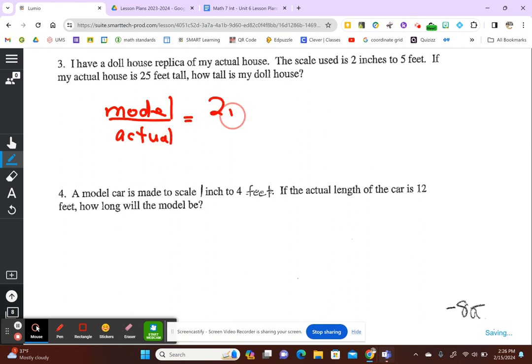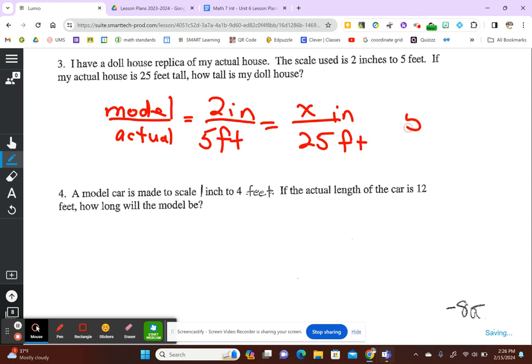And it's 2 inches is to 5 feet equals blank inches to feet. If my actual is 25, what's the model? So now I have 5x equals 50, x equals 10 inches. So my model would be 10 inches tall.